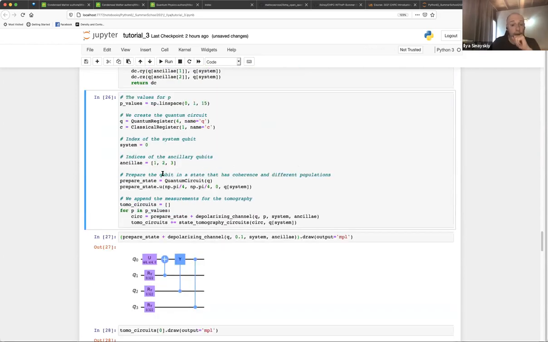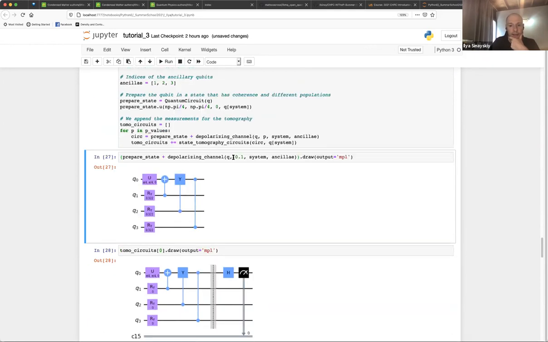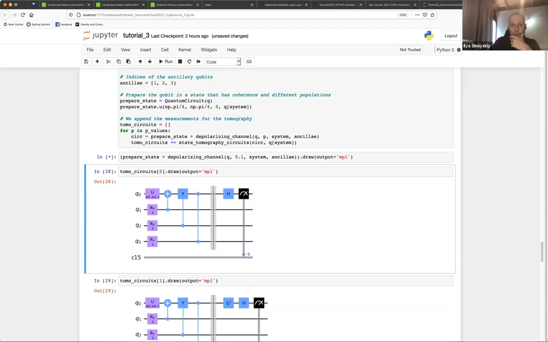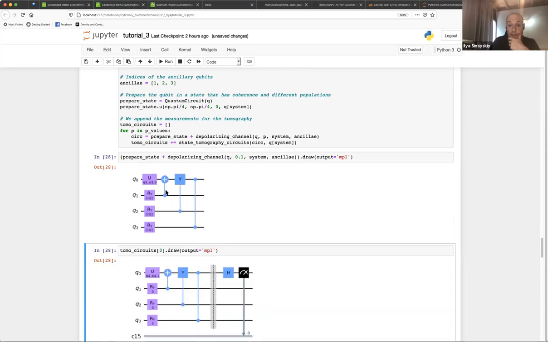And now we can build the circuits again in a very similar way. So we have four registers here. Zero is the system, and then 1, 2, 3. Just to show you how it looks, it looks exactly as in the lecture. This is the standard notation for the controlled gate: a CX, this is a controlled Y gate, and this is controlled Z.